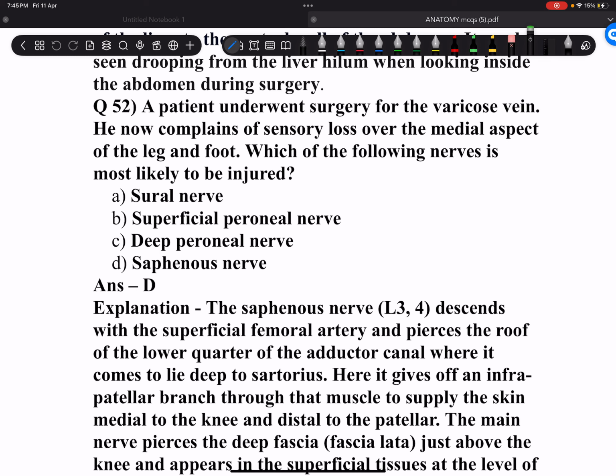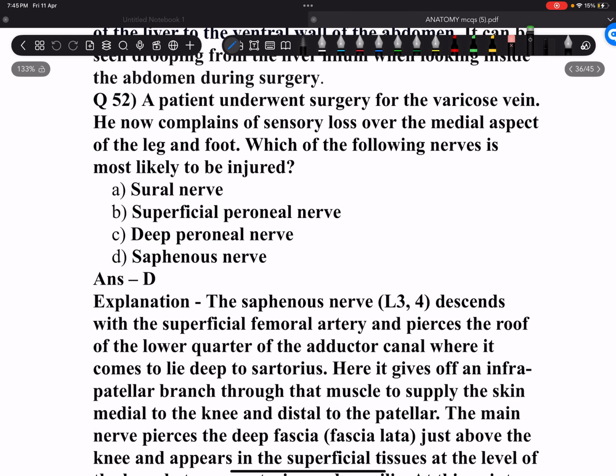So what happened to the person was that he had a varicose vein and he got surgery for that. Now he's complaining of some sort of sensory loss. Now what would be the answer? The answer is saphenous nerve.